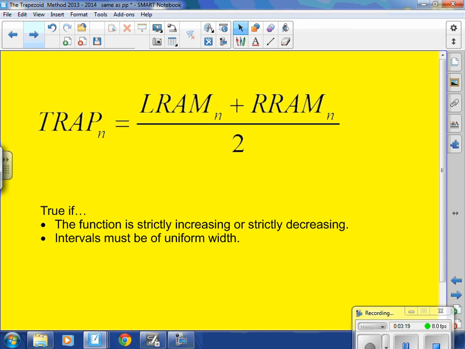All right. It is known that the trapezoid method turns out to be the same as left RAM and right RAM averaged, provided these are all the same number, and the function is strictly increasing or strictly decreasing, and the intervals are of uniform width. So you've got 3 conditions for this to be true. Don't rely on this fact. It's much easier to just actually know how to find the area of the individual trapezoids.